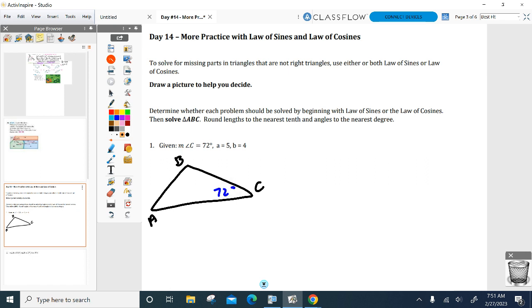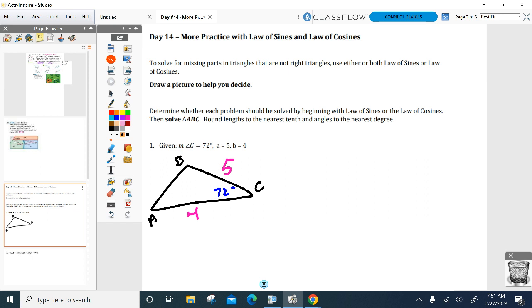So 72 degrees for angle C. A equals 5. You guys remember before break, A, that's the side across from angle A, is 5. The side across from angle B is 4. And now we're trying to figure out the rest of the triangle. So we've got to figure out somewhere to start, because I either have enough information for cosines or sines, but not either of them. It's not like, you know what, I'm feeling sines today, so I'm going to use it.